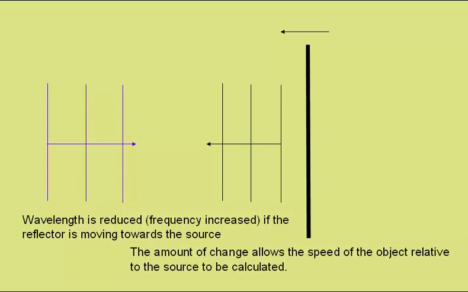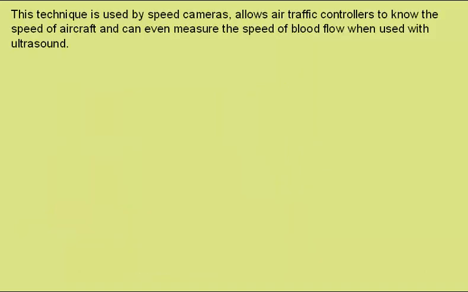The amount of change allows the speed of the object relative to the source to be calculated. This technique is used by speed cameras. It allows air traffic controllers to know the speed of aircraft and can even measure the speed of blood flow when used with ultrasound instead of radio waves. The Doppler effect video covers the effect on sounds of being emitted from a moving source.